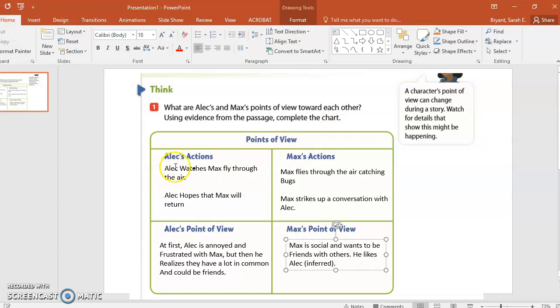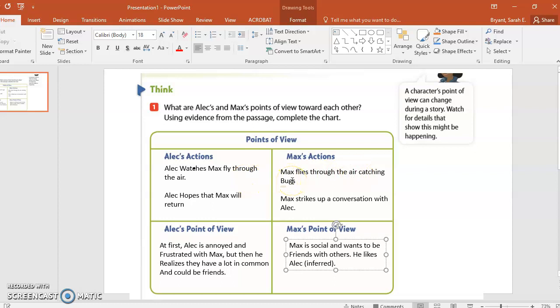So some of the things Alec did was Alec watched Max fly through the air, and that was at the beginning of the story where he was kind of seeing this was a crazy bat. And Alec, at the end of the story, hoped that Max would return. So from these details and his actions, we can say that Alec's point of view was, at first, a little bit annoyed and frustrated with Max, but then he realized they have a lot in common and could be friends.